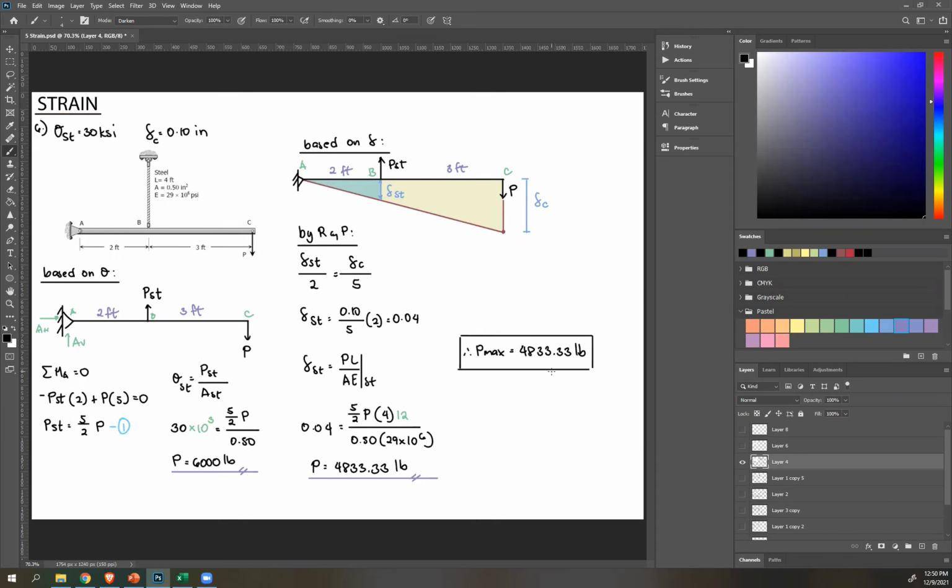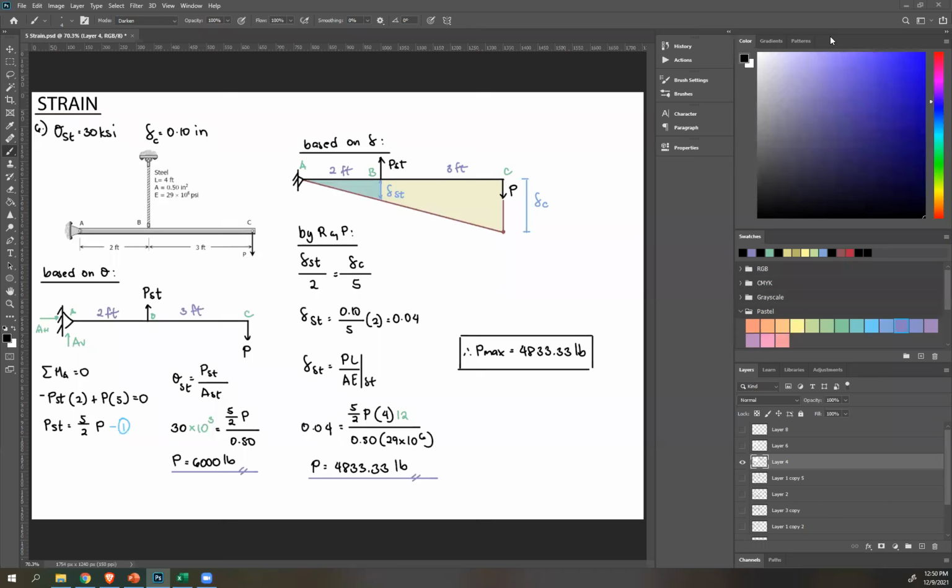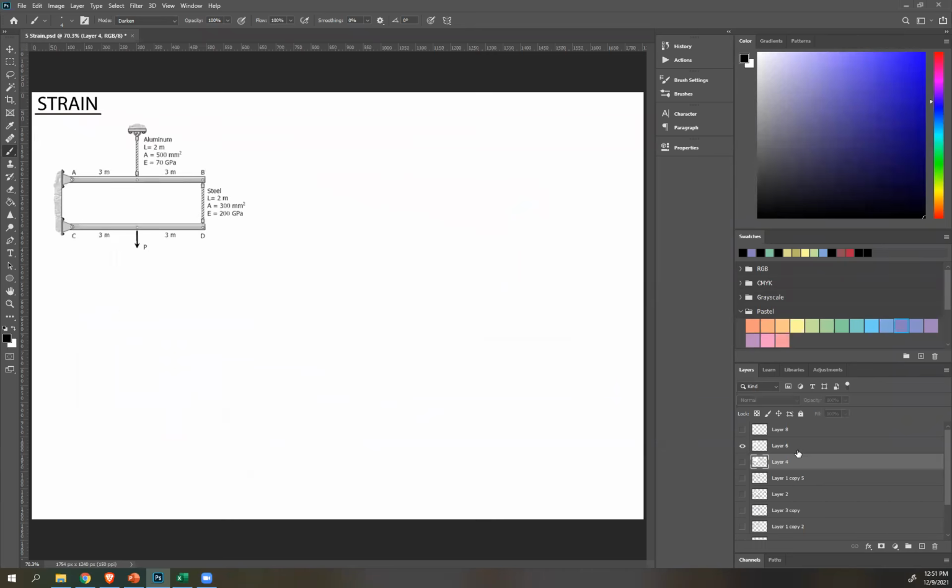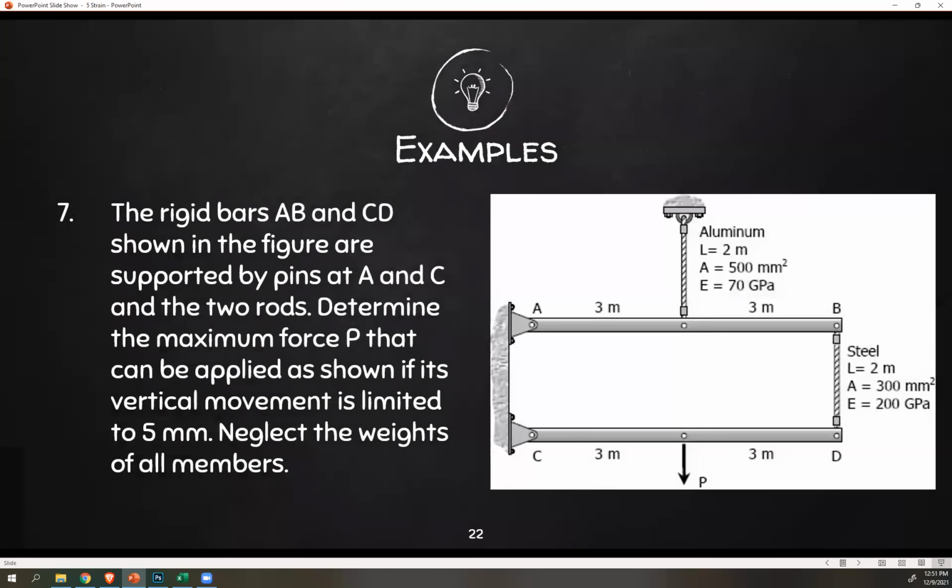Okay, so that's it for number 6. Do you have any questions? Please answer in the chat. No questions? Great. Let's have number 7. Second to the last item. It's a bit more complicated version of number 6.